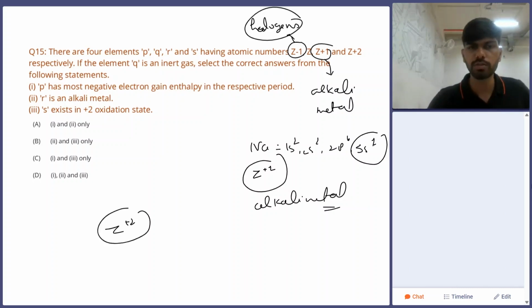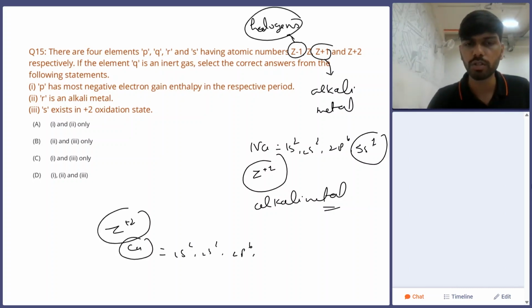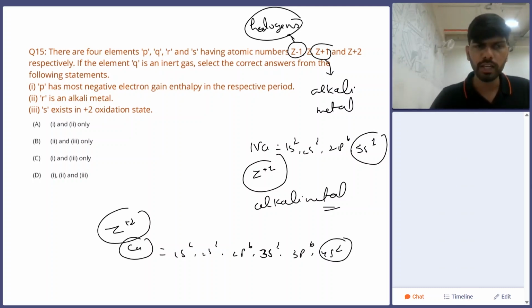Plus 2 means it is plus 2 like any metal, like calcium if I take. So it is going to give you 1s2, 2s2, 2p6. Okay. And then 3s2, 3p6 and 4s2. Okay. So if released it will become plus 2. So it exists in plus 2 oxidation state. Okay. So this one is also correct. So here we can say which option is correct. 1, 2 and 3 all are correct. Option D is appropriate for this question.